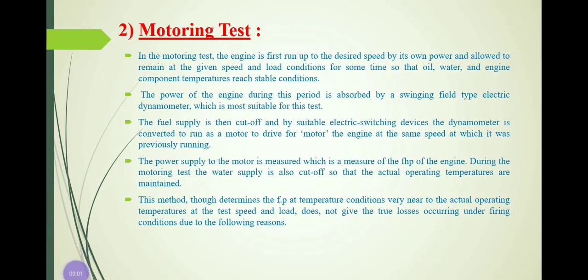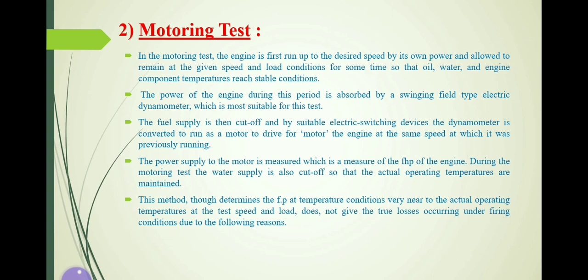Now we'll see the second method of measurement of friction power, that is the motoring test. In this motoring test, we have to start the engine and keep it running for some time at a constant speed. Because of this, the engine will come to a steady condition, meaning the temperature of the oil, water, and engine components will reach a stable condition. As well, we have kept the engine speed constant.